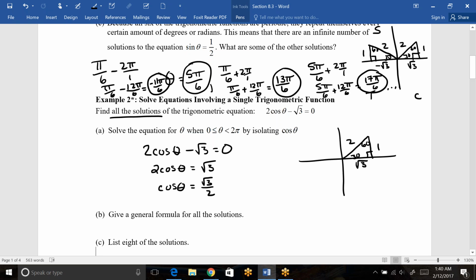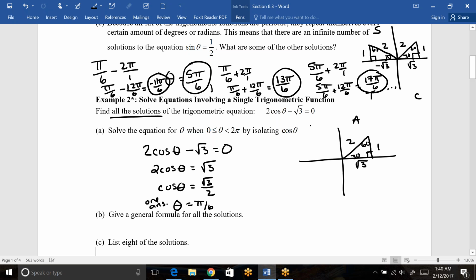So adjacent here is square root of 3, and hypotenuse is 2. So this is actually correct. This is giving me square root of 3 over 2. So theta in this scenario, one of the answers is the same one we just got back here, which was pi over 6.